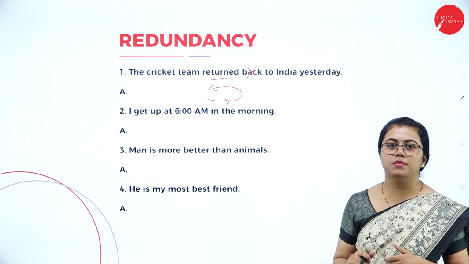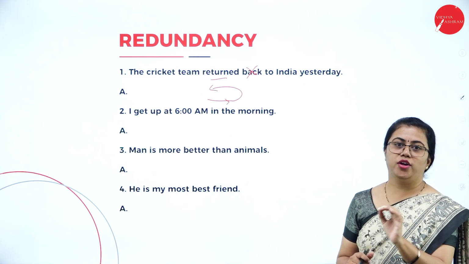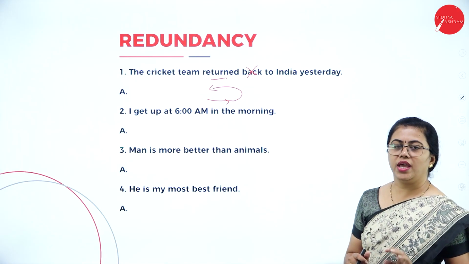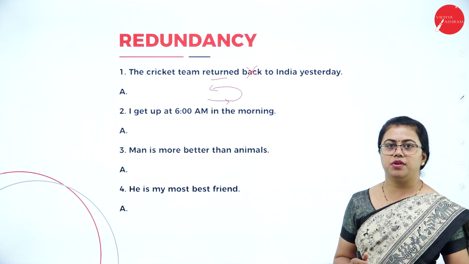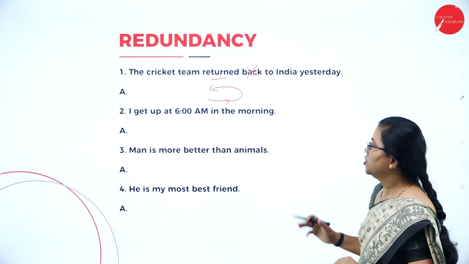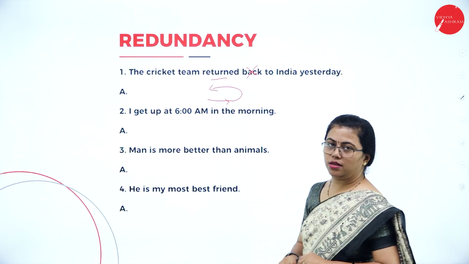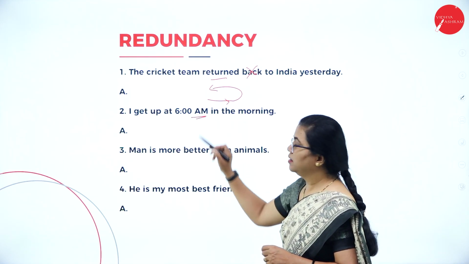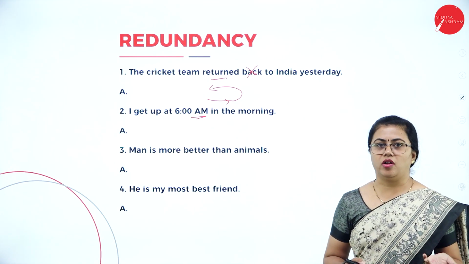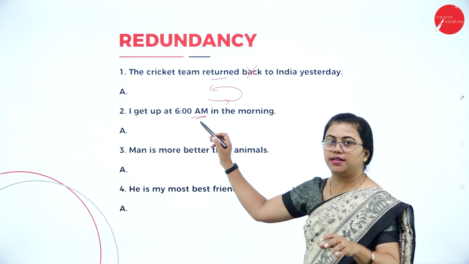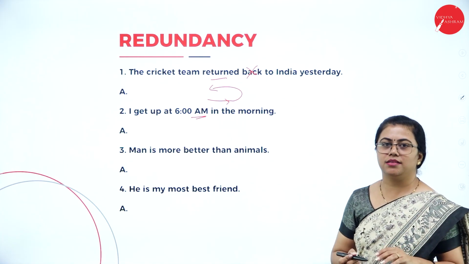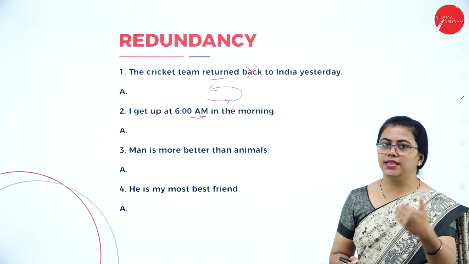You did not reply back to my message. No, you did not reply to my message. Enough. I returned back the book to the library. No, I returned the book to the library. Enough. Then, I get up at 6 a.m. in the morning. What does it mean? Does night have 6 a.m.? Not at all. 6 a.m. is morning only, right? So a.m. says antemeridian, that is in the morning. P.m. is for afternoon, that is in the evening only.